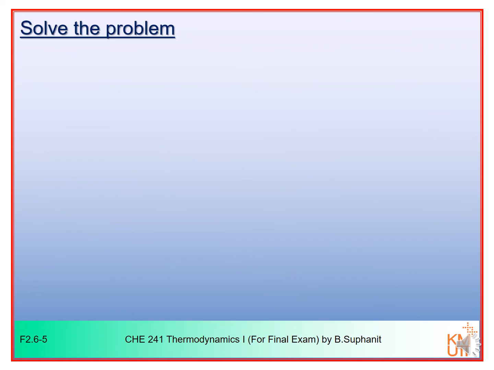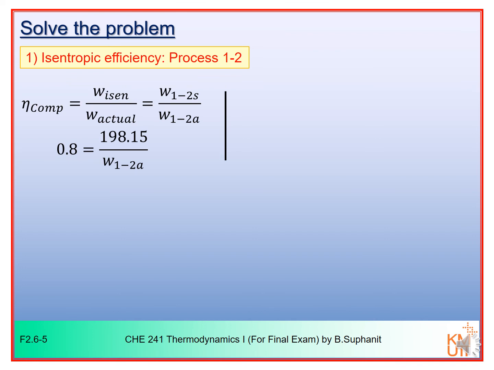First of all, calculate W12A from the isentropic efficiency definition of process 1-2. The isentropic efficiency of compressor is the ratio between the isentropic work and the actual work. We know the efficiency values and the isentropic compression work, or W12S, from previous examples. We can calculate W12A, which would be 247.69 kJ per kilogram.